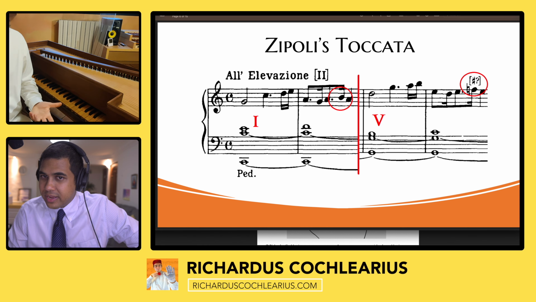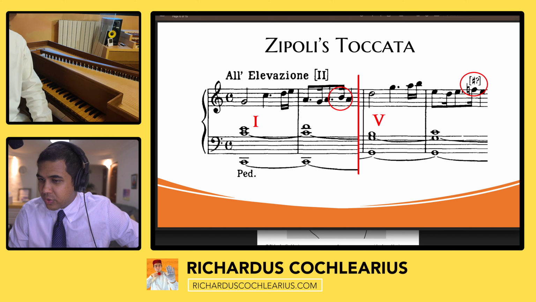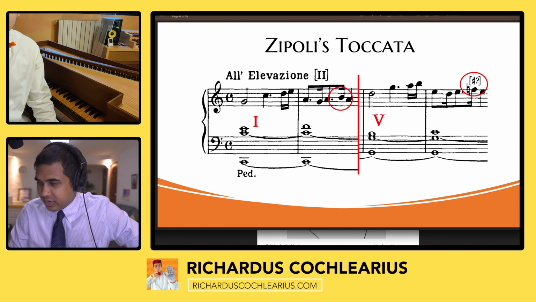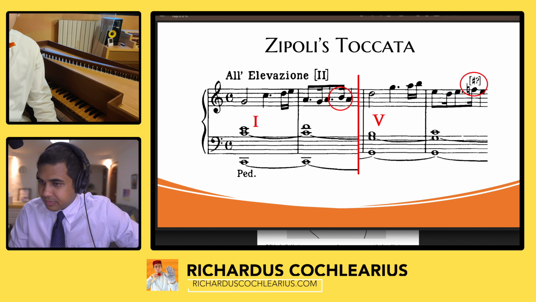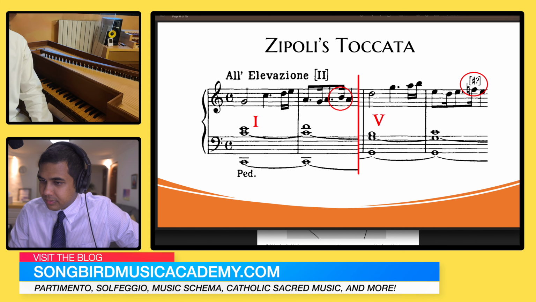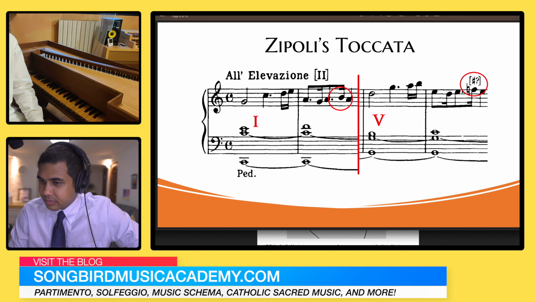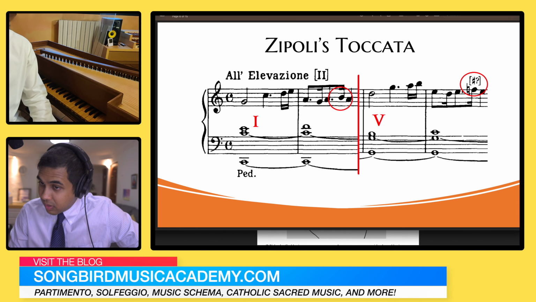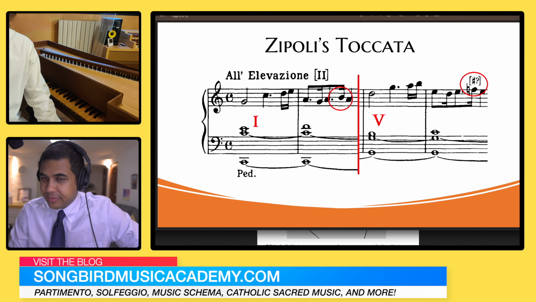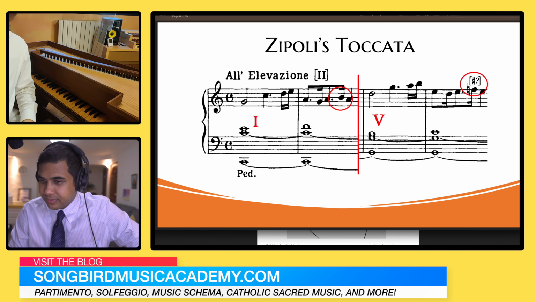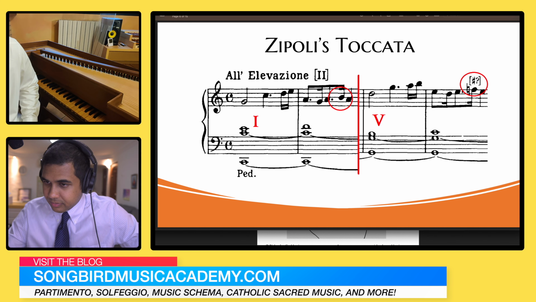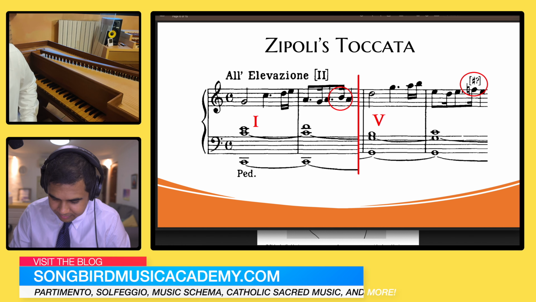And Zipoli is... Wait, what year was Zipoli's Toccata? When was he active? He was active in the 18th century. Wow, as recent as that. Okay. Yeah, I don't remember at the moment exactly when he was born and when he died, but I can check it now. Me too.